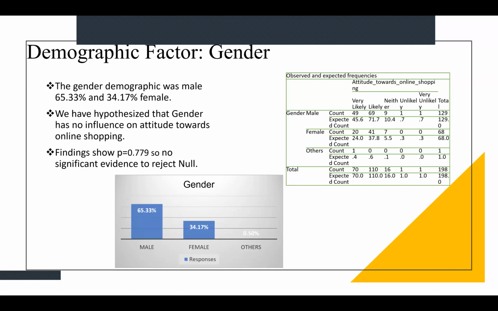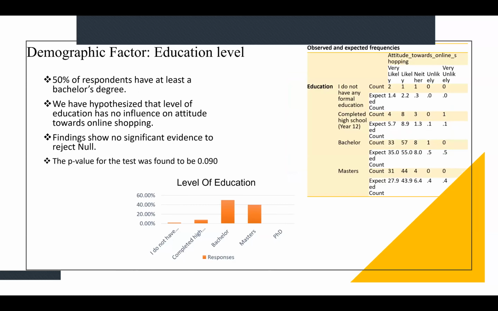So you can see the gender: 66% were male and 35% female. So we find that gender had no issues. Actually, it had no effect on their purchasing in Bangladesh. In many countries, you think males do more purchasing online or females, but in Bangladesh that was not the case.